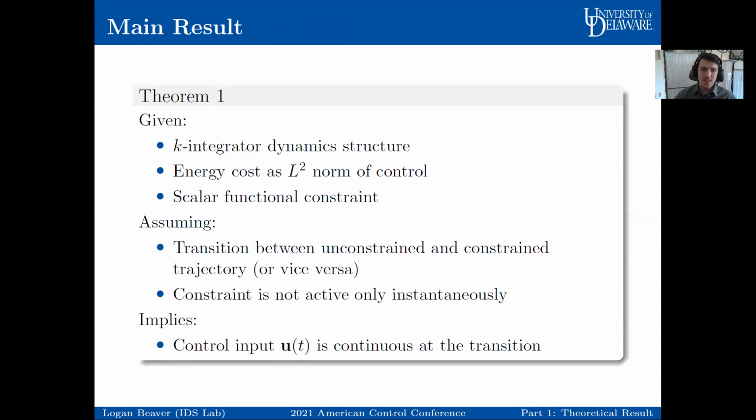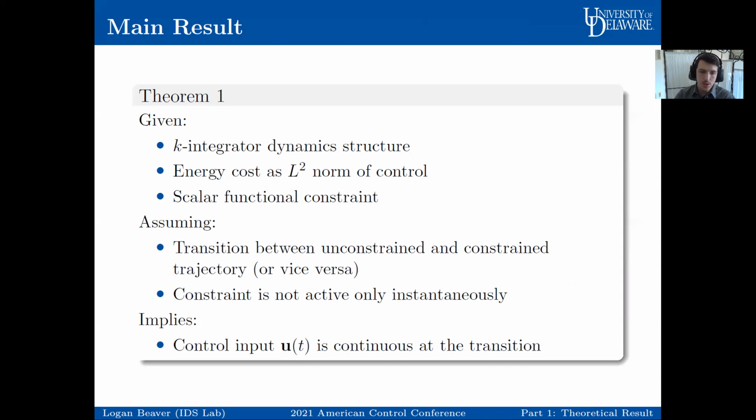So in this context, we've got these k integrator dynamics. We've got the L2 norm of control effort as our energy cost. We've got a scalar constraint that's a function of our state. At this point, we're going to look at when we transition between an unconstrained and a constrained trajectory. We pass through whatever the optimal state and time is, and we switch. Or we exit from a constrained back to unconstrained.